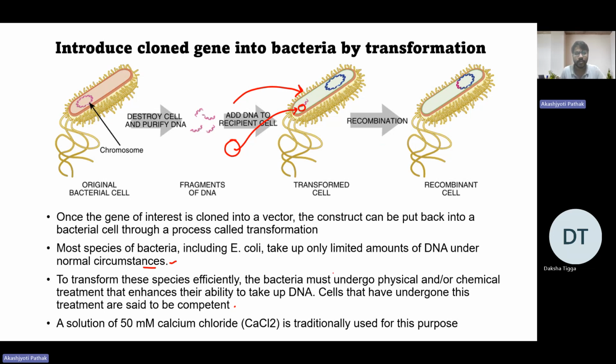For E. coli cells, what is usually done is that the bacteria is treated with 50 millimolar calcium chloride, and this treatment with calcium chloride makes the bacterial cell competent. Now, some pores are created in the bacterial membrane, or the calcium ion, because calcium is positively charged, helps so that the plasmid can be easily taken up by the bacteria now.